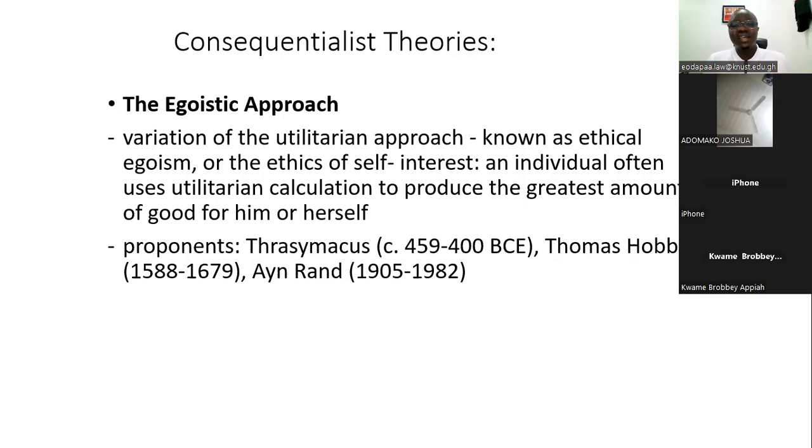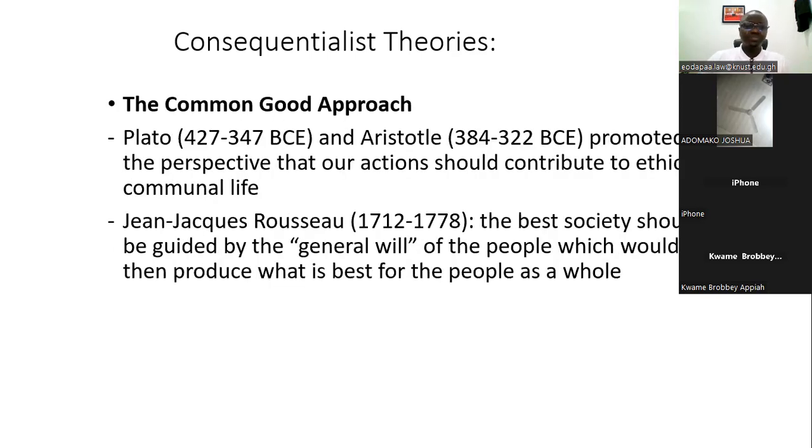And so if you take ethical egoism, the emphasis is on the ethics of self-interest. And we have scholars like Thrasymachus, right? Thrasymachus, who was a student of Socrates, as well as a social contrarian, Thomas Hobbes and Ayn Rand. They all made a contribution towards what we call the egoistic approach to ethics. That is a consequentialist theory.